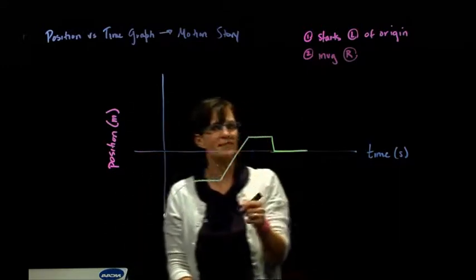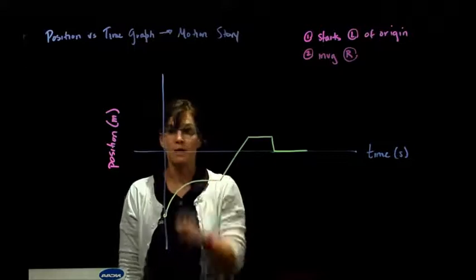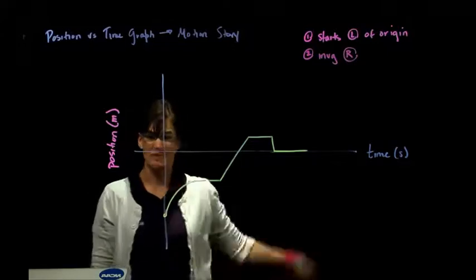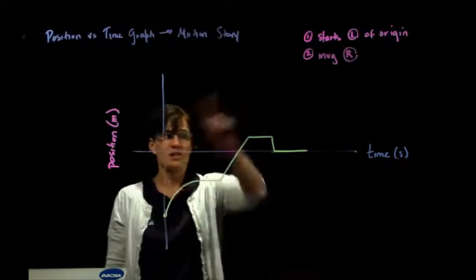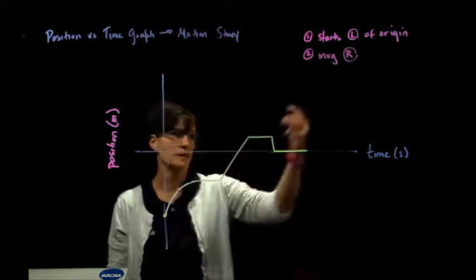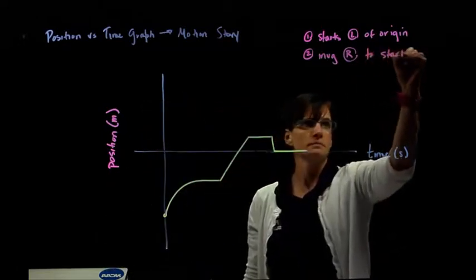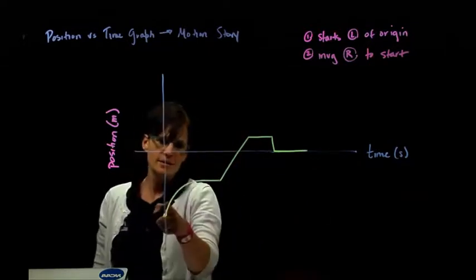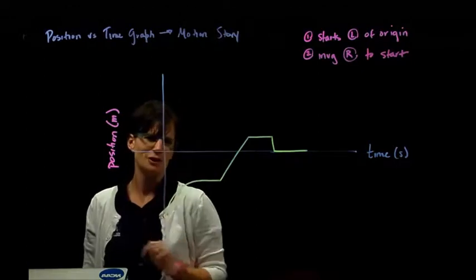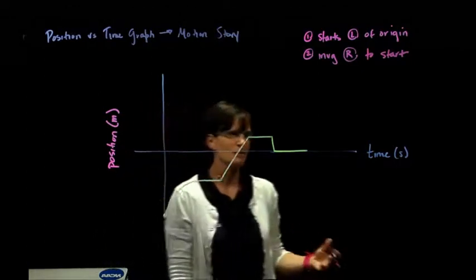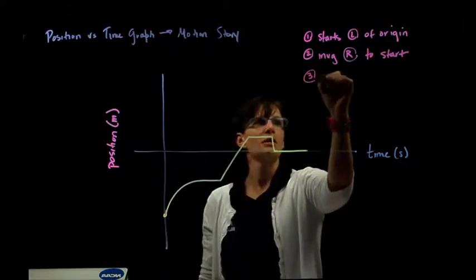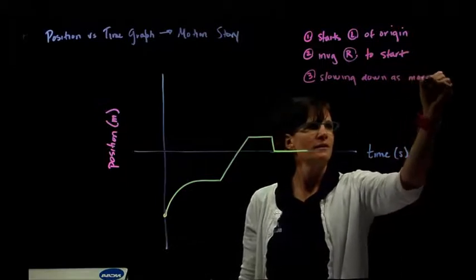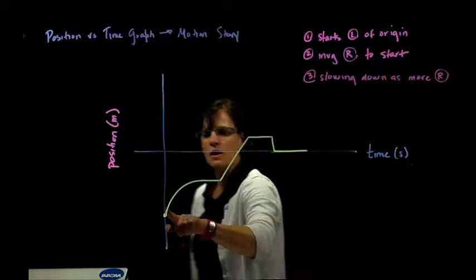So I already have some motion because slopes that are not horizontal mean I'm moving. They're positive, which means I'm moving right, and as I can see, as I'm moving towards the origin, I must be moving right if I started left of it. So I'm starting left of the origin, and I'm starting moving to the right. Well, I'm noticing that as I'm moving, my slope is getting shallower and shallower. So as I'm moving to the right to start, I am slowing down as I move to the right.